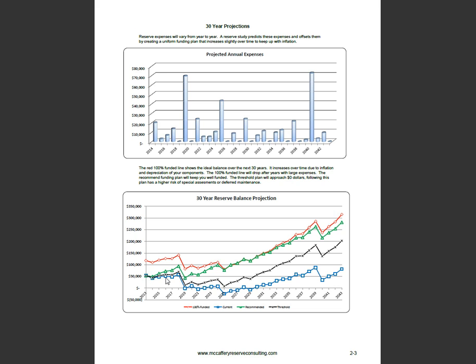The lower 3 lines are the 3 lines if you were to follow one of the 3 funding plans. And again, you can see the bottom line drops below $0, meaning if they follow their current plan, they're likely going to need a special assessment. And again, the top line is our recommended funding plan, and you can see that eventually that gets up to that fully funded, 100% funded level.